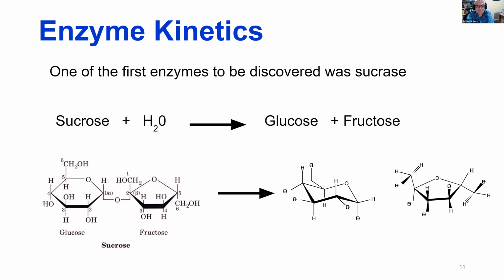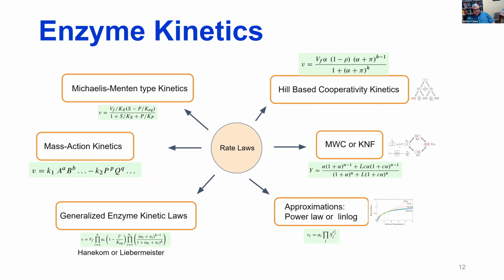The question is, how do you describe the rate of reaction for an enzyme? How do I describe how the rate of glucose production is a function of sucrose? The heyday for that kind of work was in the 50s and 60s, and a whole field was developed called enzyme kinetics. I want to briefly cover some of the basic enzyme kinetic rate laws that you might want to use.